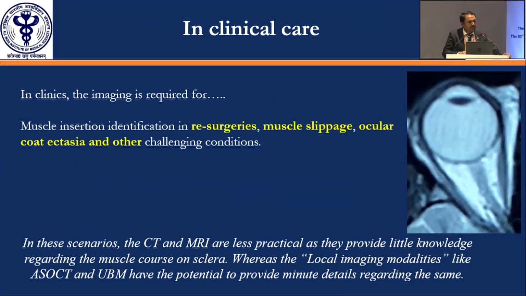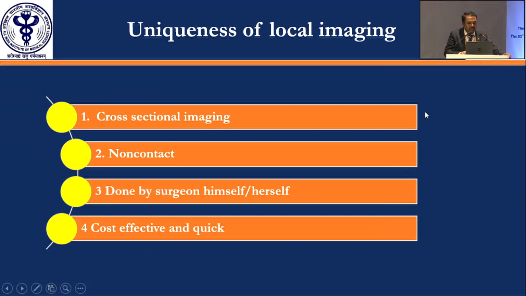In clinics, we need imaging in challenging situations, that is re-surgery, muscle slippage, ocular coat ectasia, or any other conditions. In these cases, when you do a CT scan or MRI, you'll be able to see the belly details, but you won't be able to tell where exactly the muscle is inserting on the sclera. That's where the AS-OCT comes to the rescue, and of course UBM is also there. UBM and AS-OCT can be considered local imaging modalities.